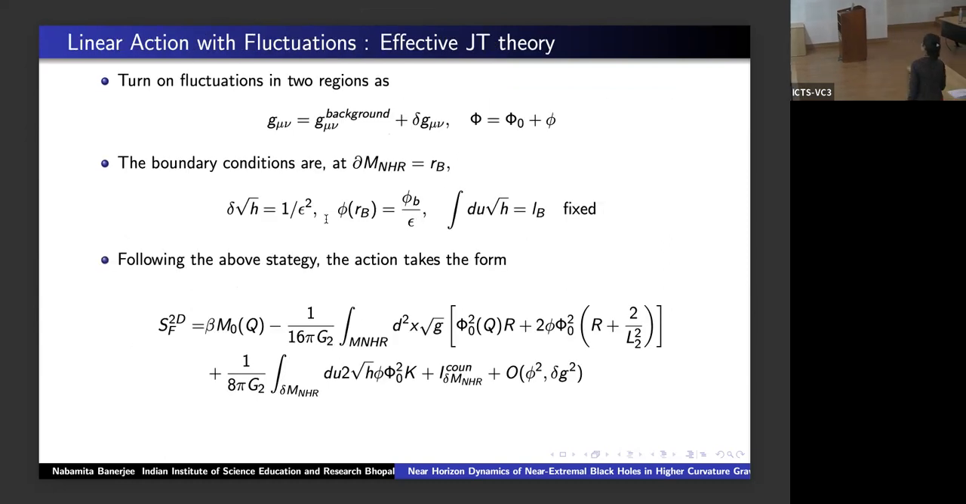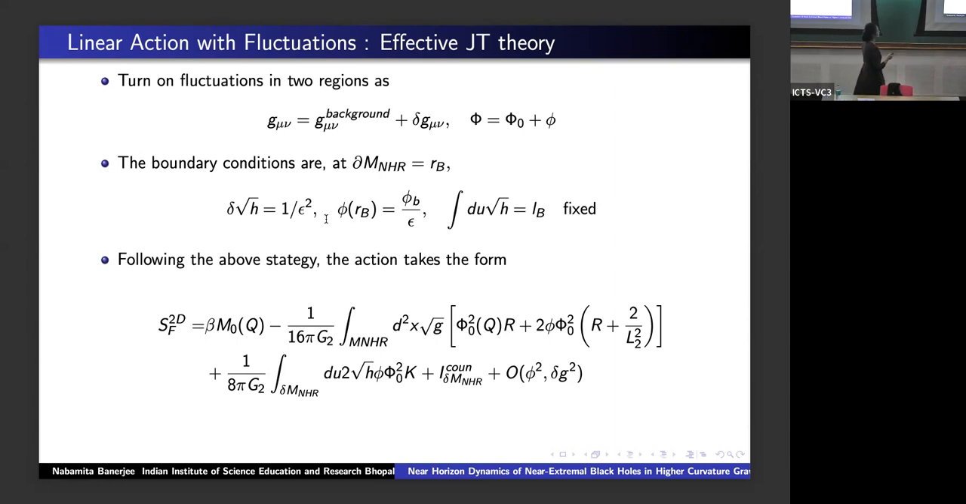Okay. And then the way we should be approaching this problem is the following: in these two distinct regions, we are going to turn on fluctuations around the background. So the background will depend on in which region we are. And similarly, we will also turn on fluctuations in the scalar field, the dilaton phi. We have to impose appropriate boundary conditions at the boundary RB. That is what I have given. Basically, we are just saying that the boundary length is fixed and the fields, the metric and the dilaton, have appropriate falloff. And with these two inputs, what one can show is that this above action will take this form. Okay, but let us look at this expression.